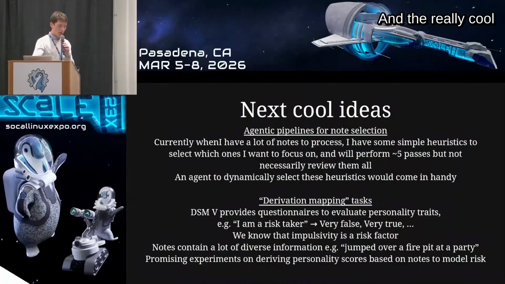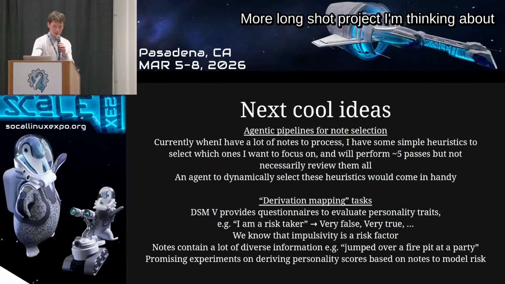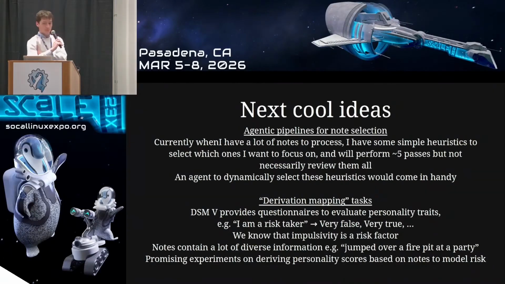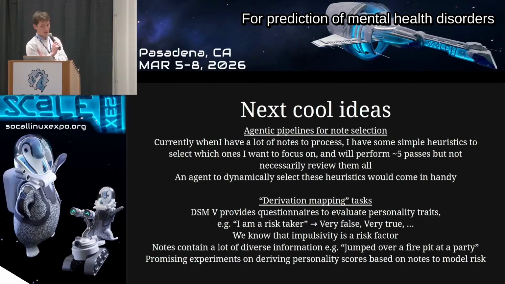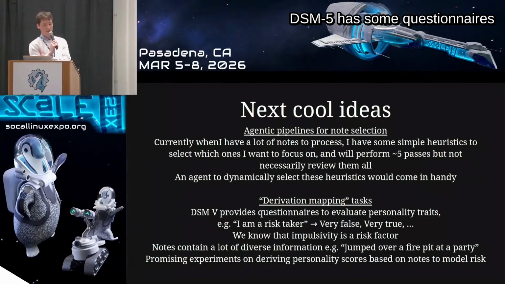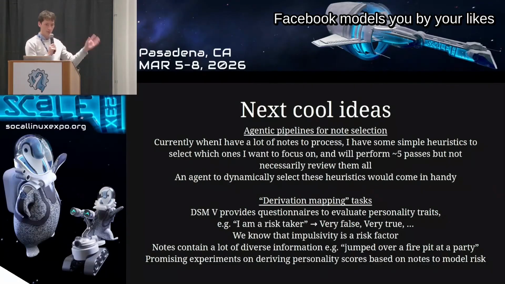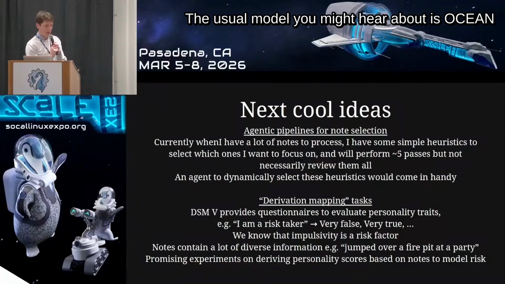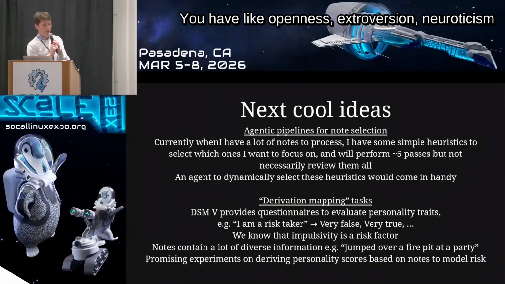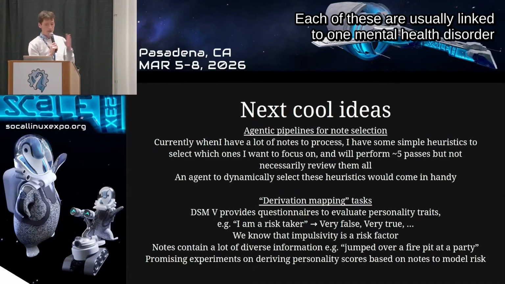And the really cool, more long-shot project I'm thinking about is, for prediction of mental health disorders, DSM-5 has some questionnaires to evaluate personality traits. Personality traits can be measured in various ways. Facebook models you by your likes. The usual model you might hear about is OCEAN. You have openness, extroversion, neuroticism. Each of these is usually linked to one mental health disorder.